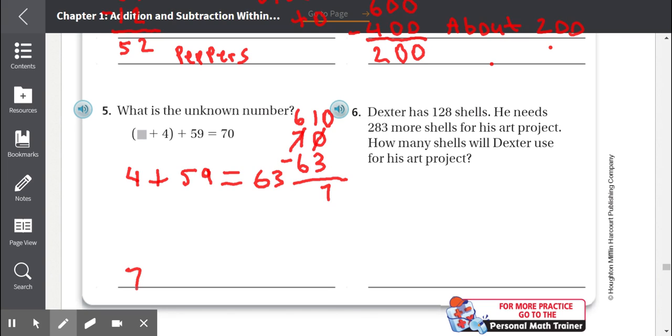So how can we check if our answer is correct? We can add 7 right here. So 7 plus 4 is 11. So we solve 7 plus 4. We know this equals 11 and plus 59. So let's see if 11 plus 59 equals 70. So we have 11 plus 59.